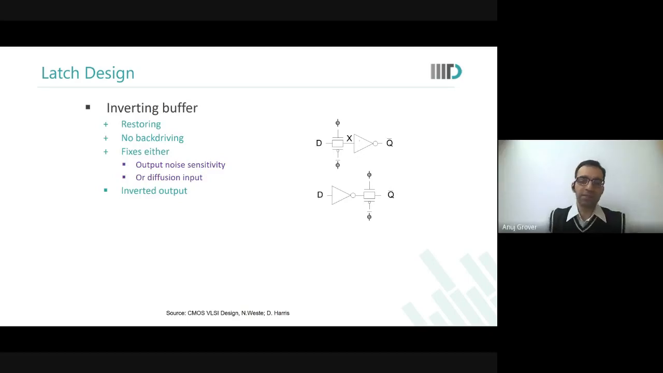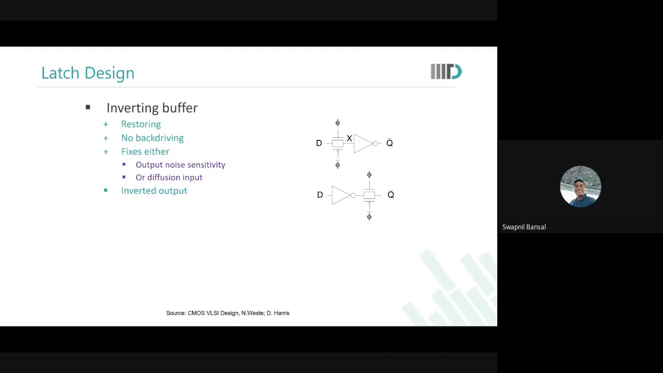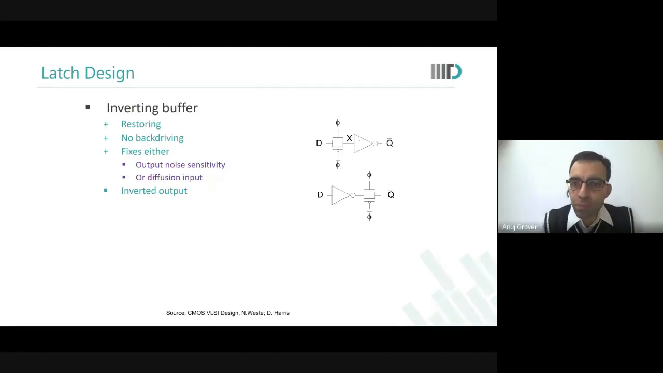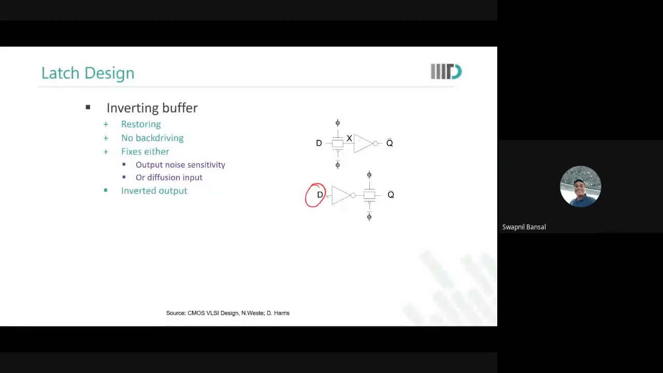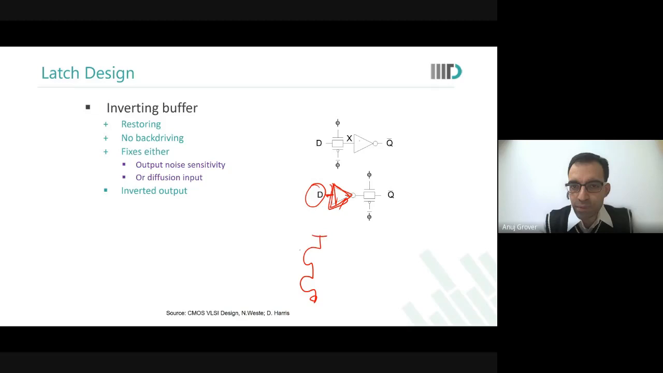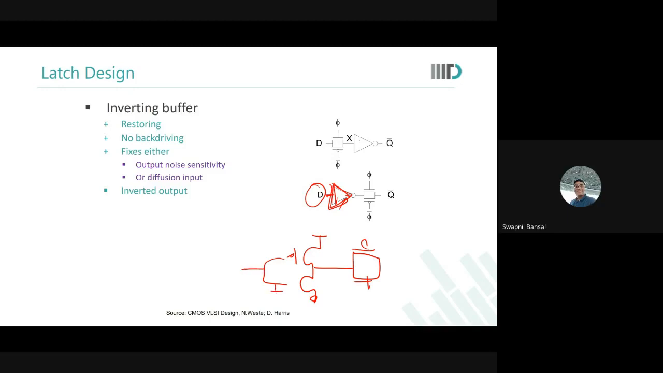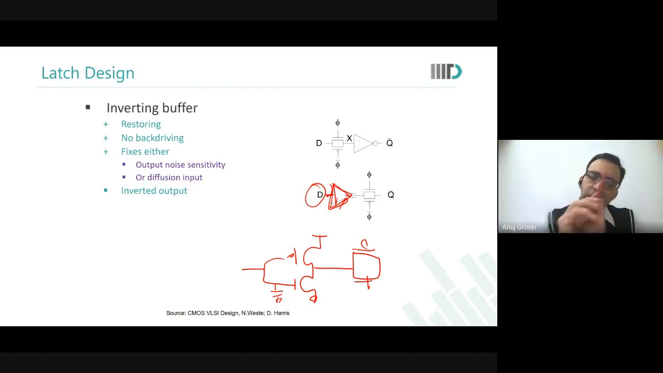So how in the second case did we get rid of the diffusion input case? Yeah, because my input is now going to D. My D is going to the gate of an inverter, independent of the status of clock. But you would still have the diffusion input of the transmission gate as the output of the inverter, right? Wherever you connect a pass transistor, you will have diffusion input.